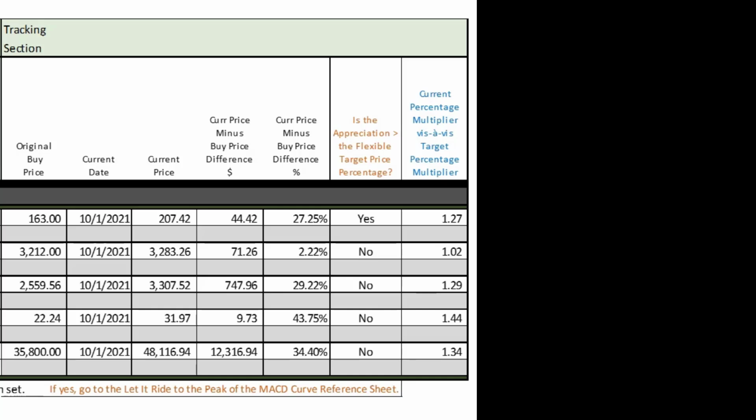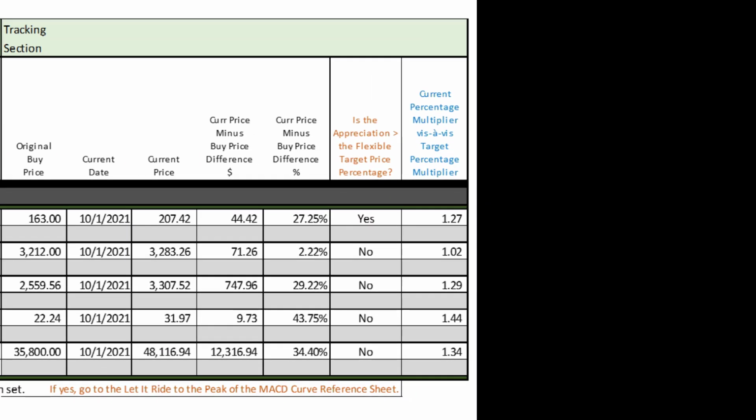The column following is the question: is the current appreciation greater than the flexible target price percentage? If the answer is yes, we are referred to another worksheet in the workbook. This will be discussed in the next lecture. The final column is the difference expressed as a multiplier. If the difference is negative, the multiplier for the buy price will not be negative. It will be a value less than 1 but greater than or equal to 0 because neither the current price nor the buy price is negative.